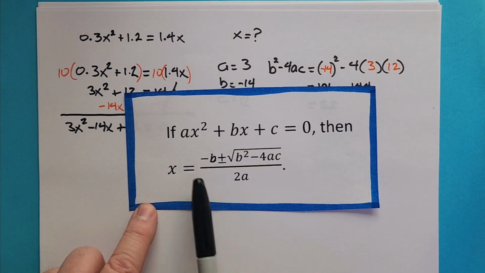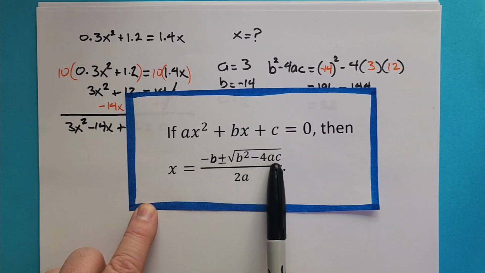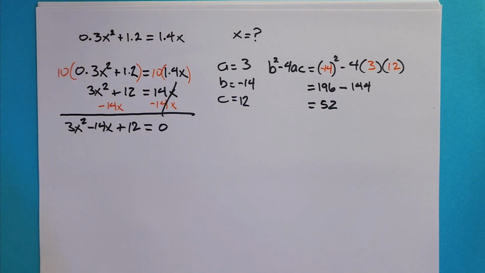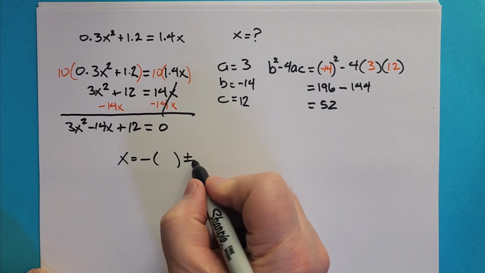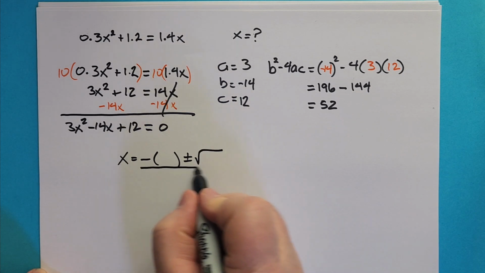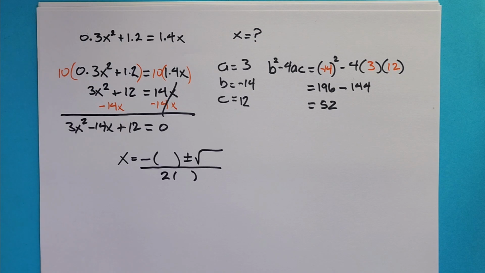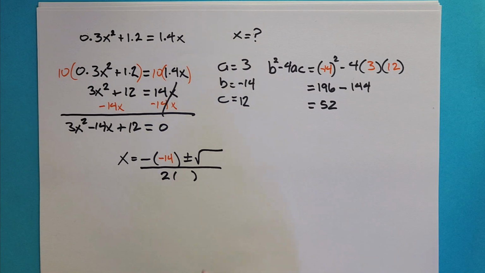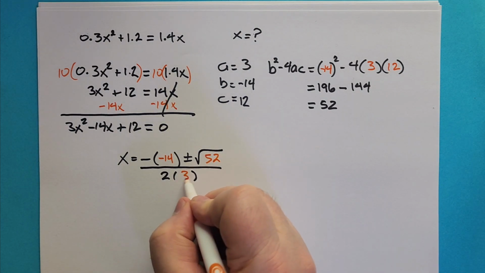This is what I'm doing. I'm looking at a negative of b plus or minus the square root of the discriminant all over 2a. So x equals a negative of b plus or minus the square root of the discriminant all over 2 times a. And then do our substitutions. We have a negative of the -14 plus or minus the square root of 52 all over 2 times 3.